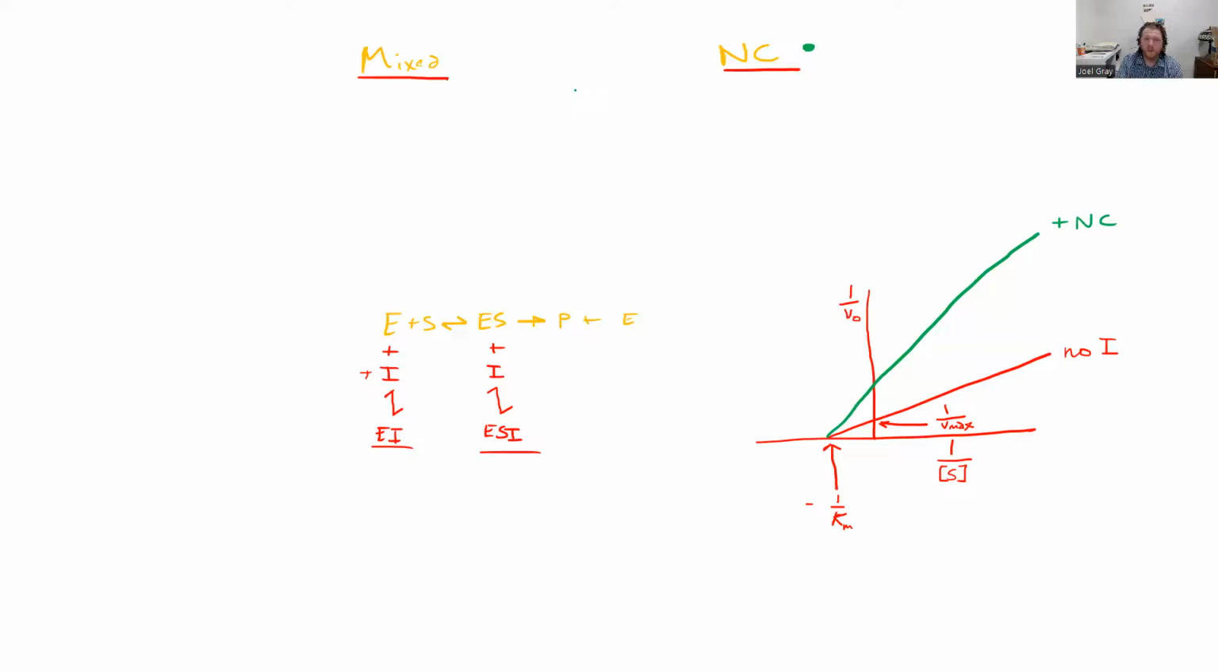Well, our Km is largely unchanged. Now I want to go ahead and make a chart up here and keep track of my Km and my Vmax. So my Km for a non-competitive inhibitor, I'm going to put a dashed line to indicate that nothing happens. My Vmax, on the other hand, what happens to my Vmax?